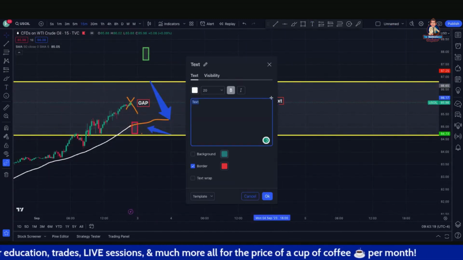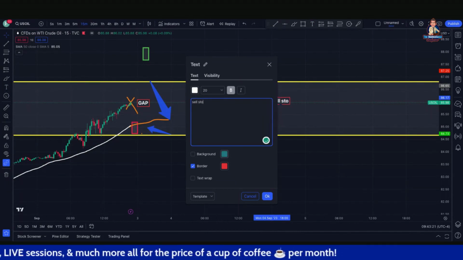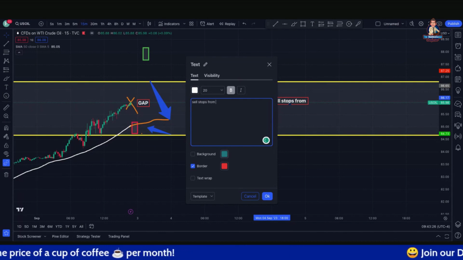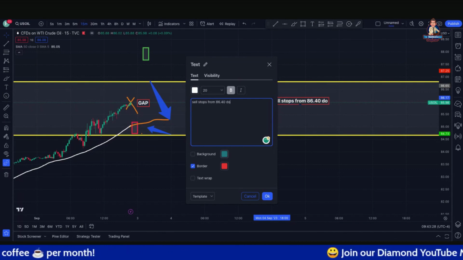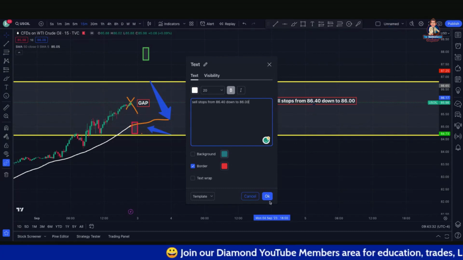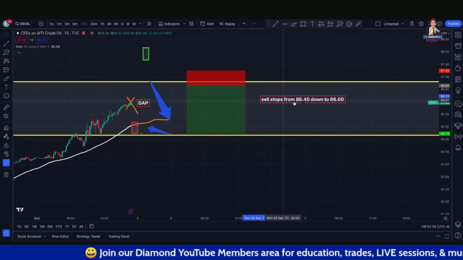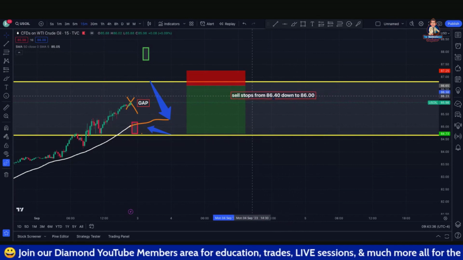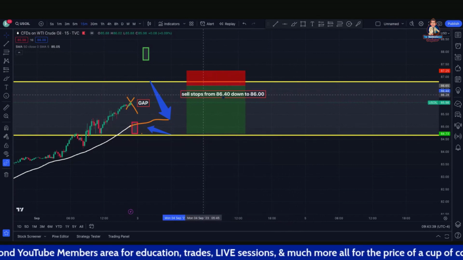So I would tell you to have sell stops from 8640 down to 8600. That would be a sell stop that I would have. So 8640 is basically here.